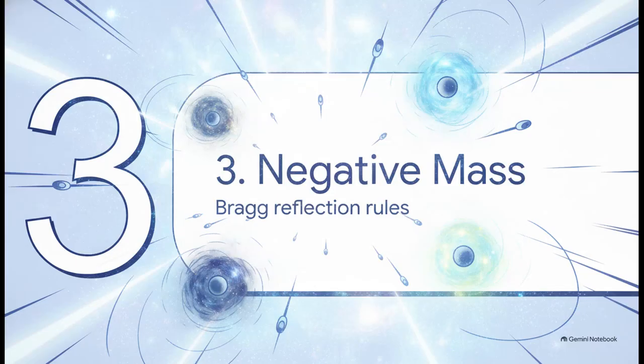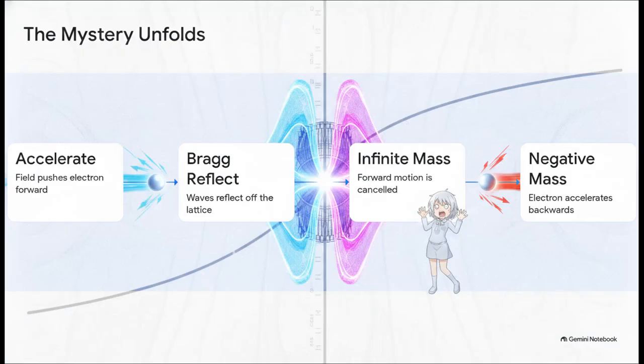Which brings us to Section 3, the negative mass mystery, and what happens when Bragg reflection takes over. This is where things get truly wild. Imagine an electric field accelerating our electron through the crystal. It speeds up, moving higher and higher on that energy curve we just looked at. But as it accelerates, its associated quantum wave starts interacting really heavily with the periodic atoms of the lattice.